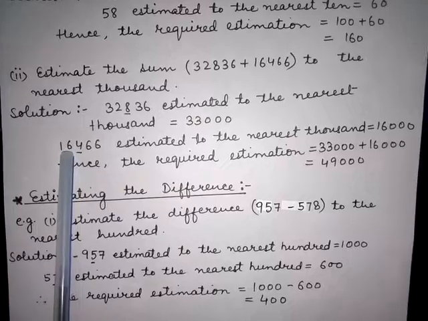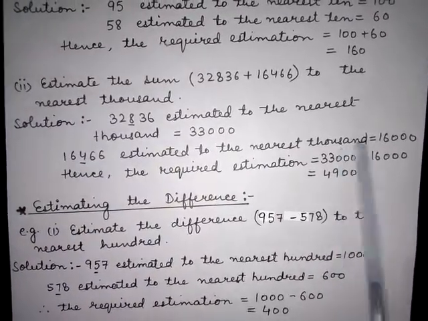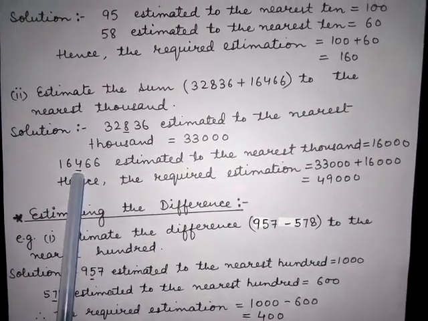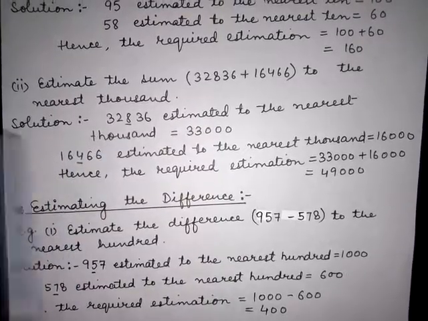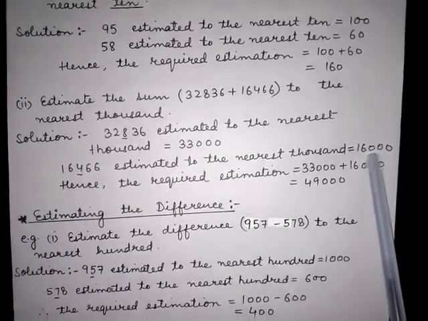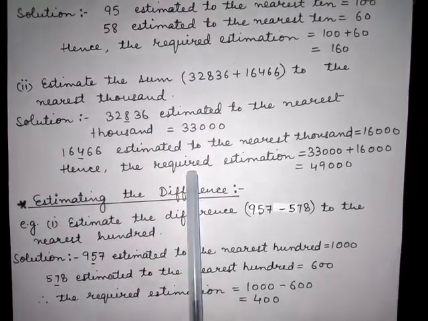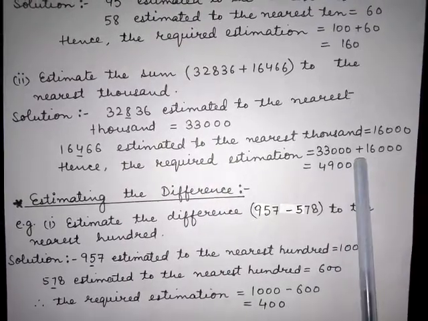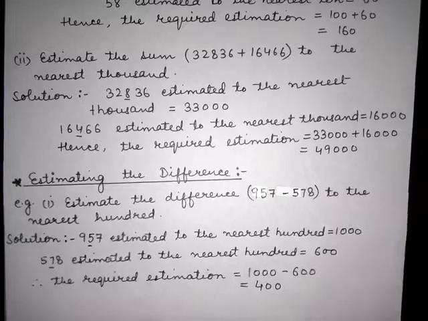We have the second number here, 16466, estimated to the nearest 1000 equals 16,000, because at the hundreds place 4 is there, which is less than 5. So this number is estimated to the nearest 1000, which is equal to 16,000. Hence the required estimation of their sum is 33,000 plus 16,000, which is equal to 49,000.